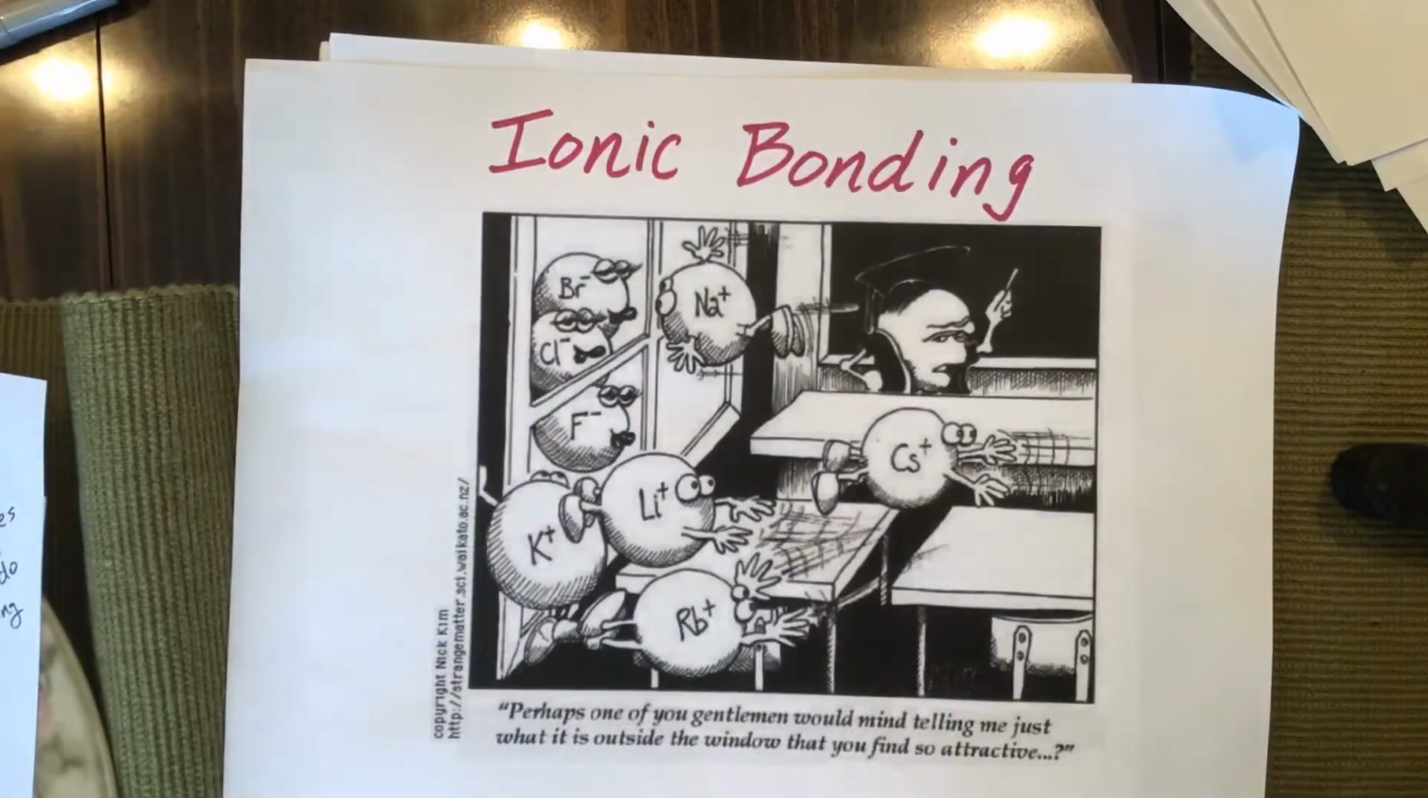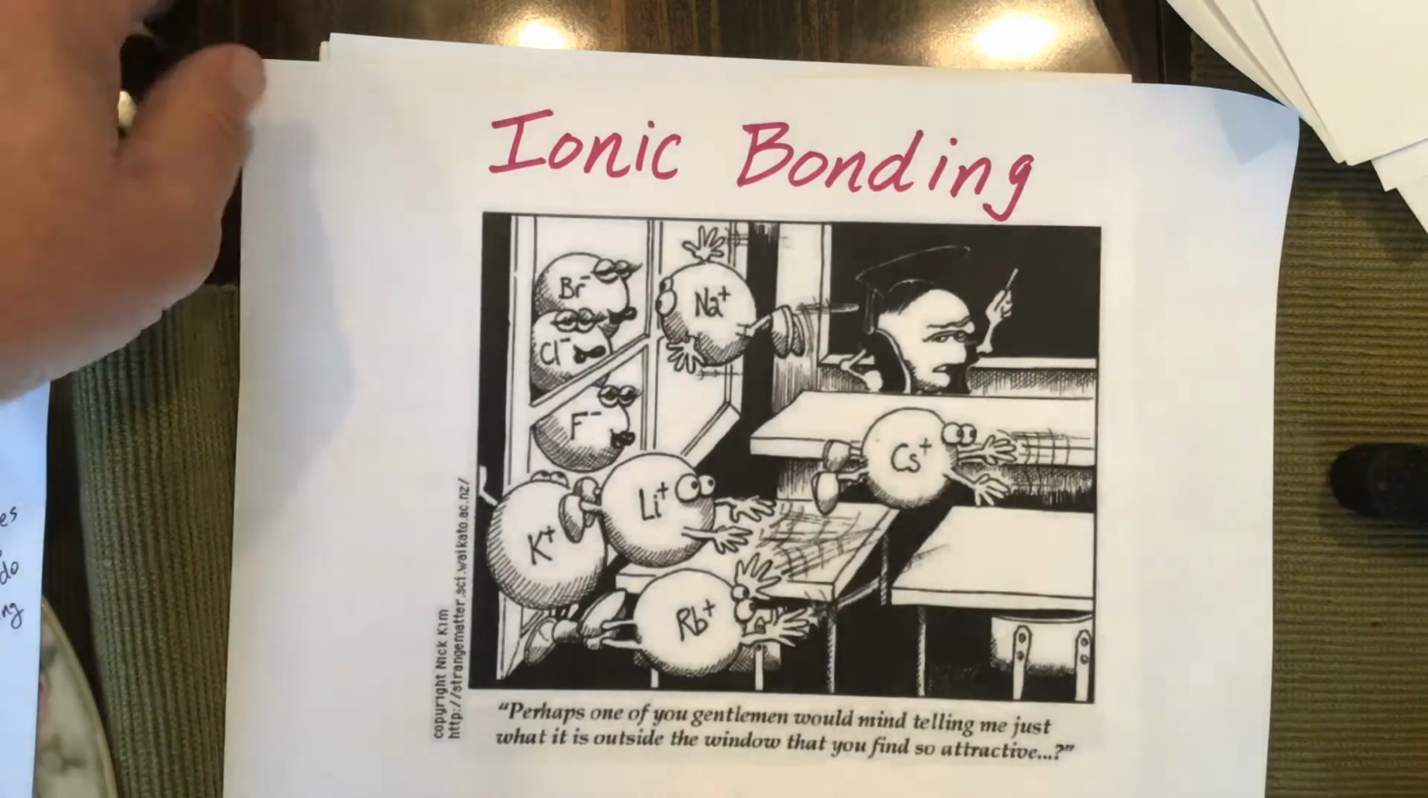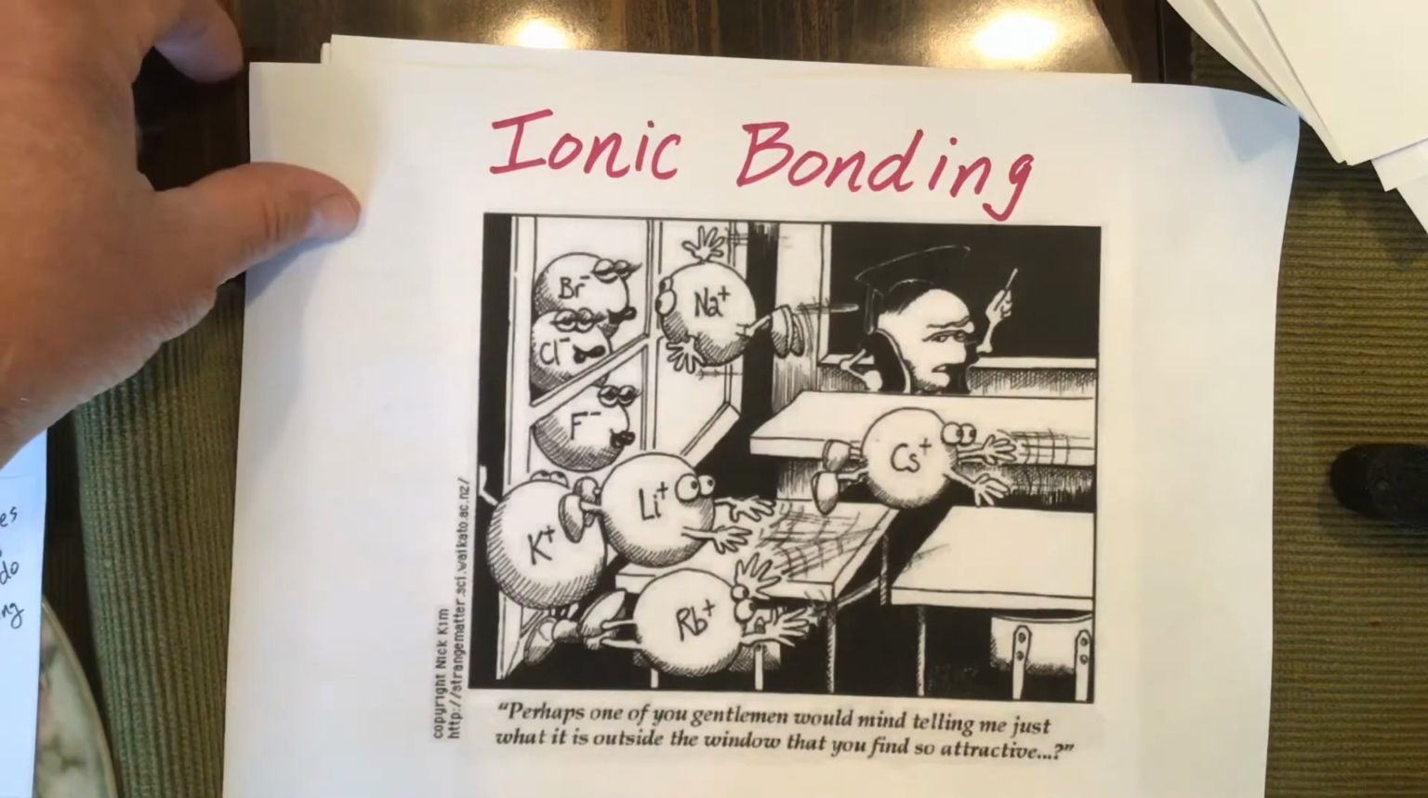So anytime you get a group 1 element, like sodium, lithium, potassium, rubidium, cesium, and they get around a group 17 element, like fluorine, chlorine, or bromine, they're very attractive and they form very strong bonds. They form ionic bonds.